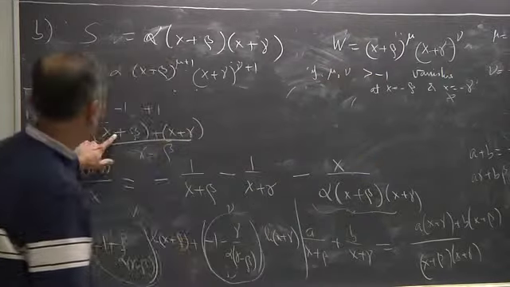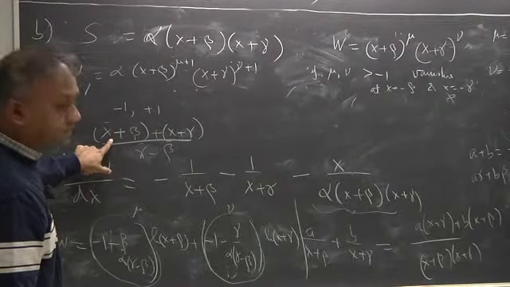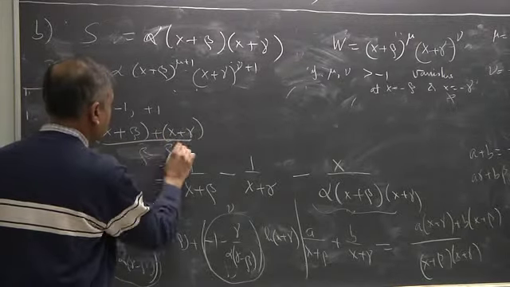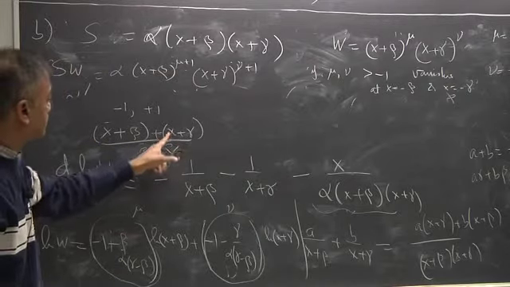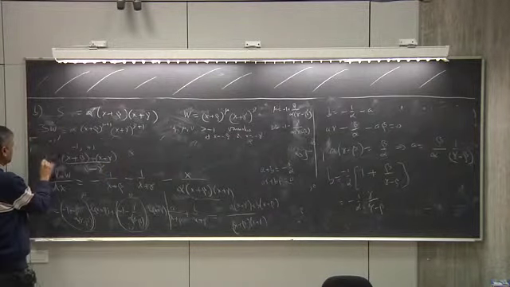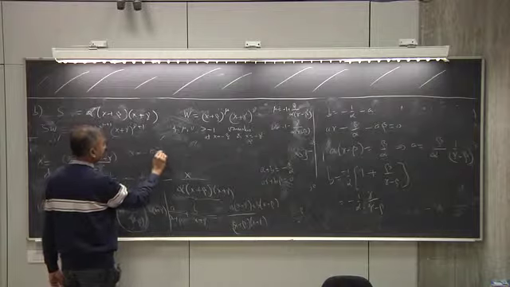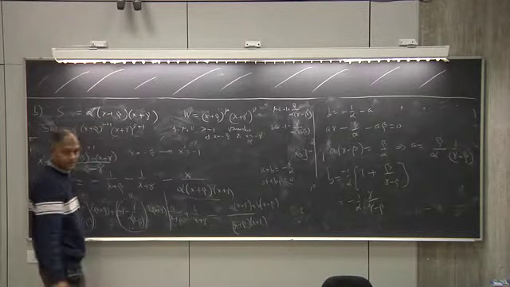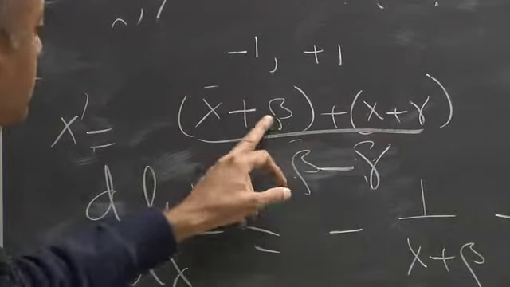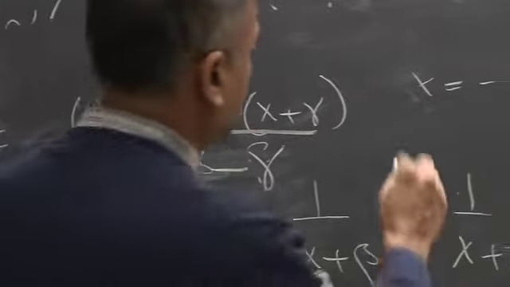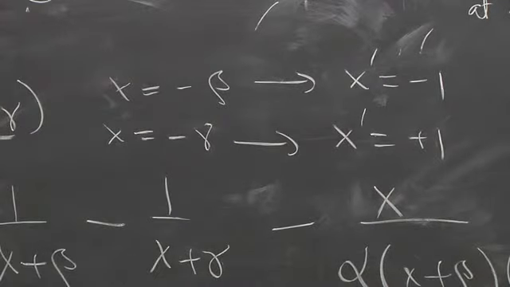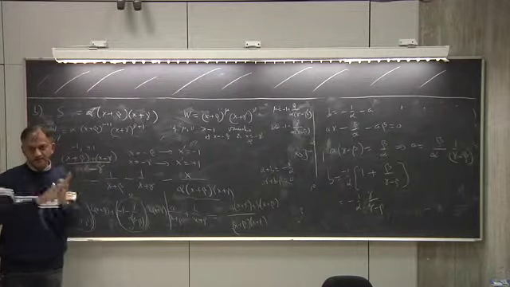So when x equal to minus beta, you see this vanishes. You get here gamma minus beta. So maybe I should put here beta minus gamma. So this becomes gamma minus beta divided by beta minus gamma. Let's call this x prime. So x equal to minus beta corresponds to x prime equal to minus 1. And when x equal to minus gamma, this vanishes, and you get beta minus gamma divided by beta minus gamma, which is plus 1. So x equal to minus gamma corresponds to x prime equal to plus 1. So in the x prime variable the range has become a standard range, minus 1 to plus 1.